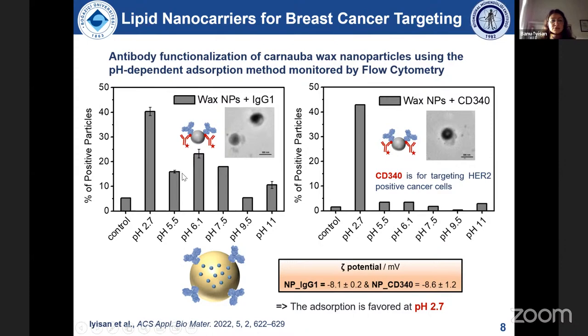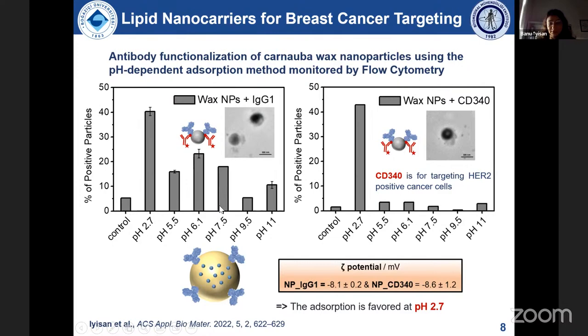But then what we did worked very fine and easy. We covered the surface of the wax nanoparticles with the antibodies by using a pH-dependent adsorption method. So we performed this adsorption, as you can see, at different pH values.